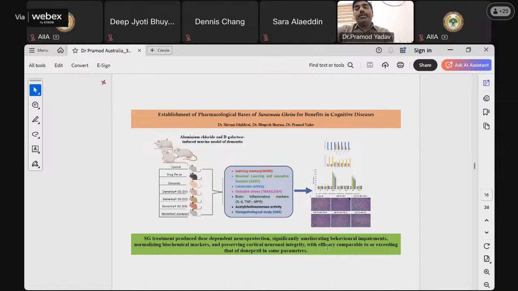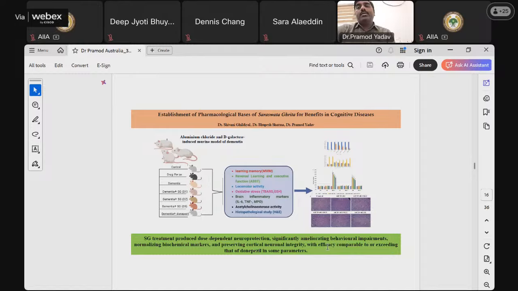Further locomotor activity was assessed. We did certain brain inflammatory markers like IL-6, TNF, and myeloperoxidase. Also, the acetylcholinesterase activity was assessed along with the histopathological parameters for the brain. So this was a study which was carried out with the help of our MOU partner, that is MIT University.